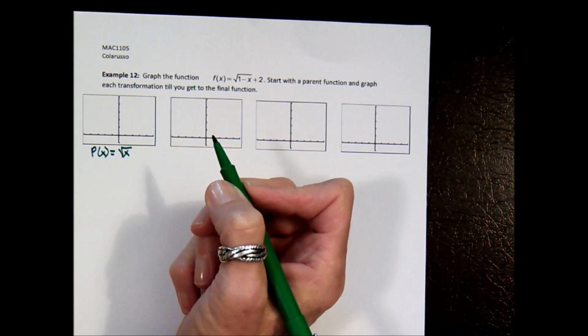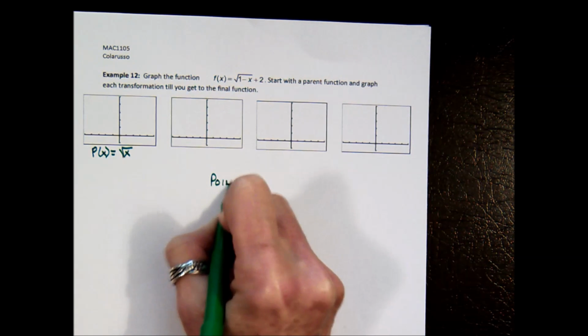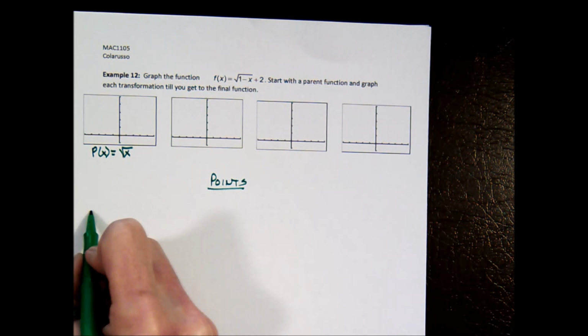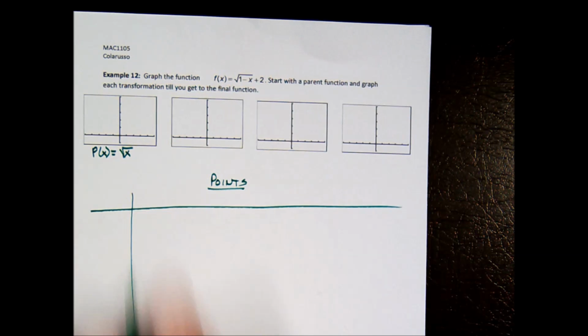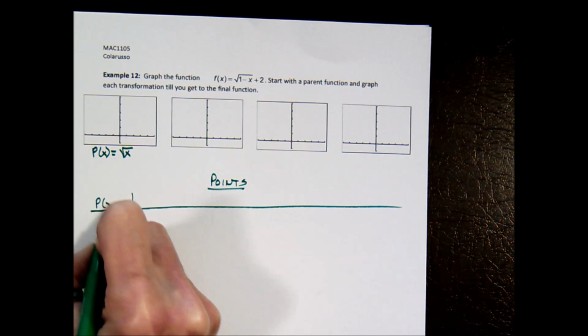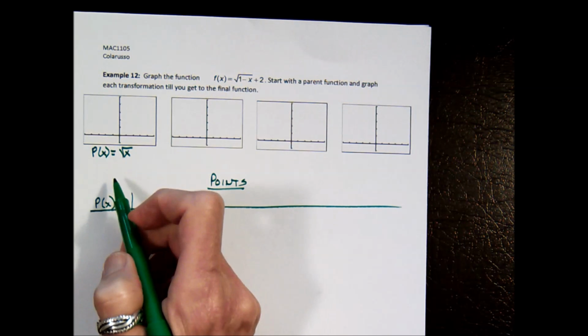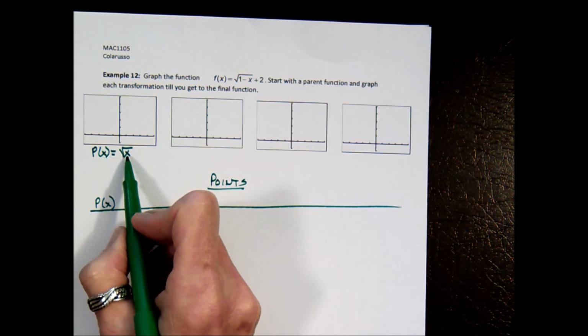So I'm going to make a chart down here that shows points. All right, so I'm going to make this big chart, and I'm first going to have p of x. So if I just want to say what points do I have if I plug in numbers for x and then take the square root?